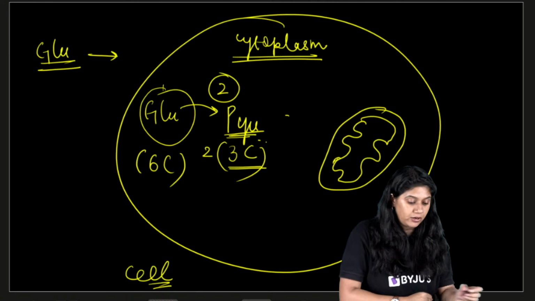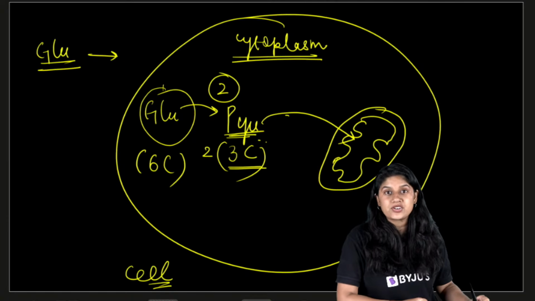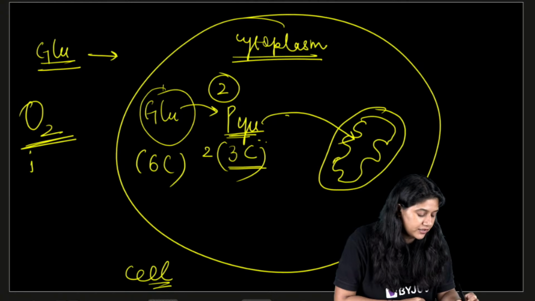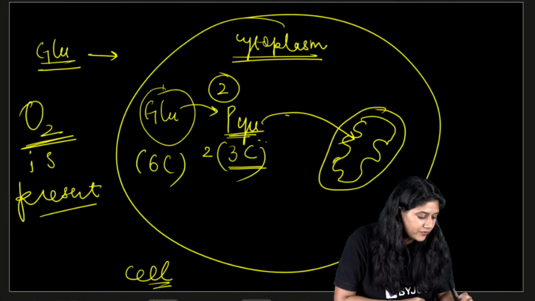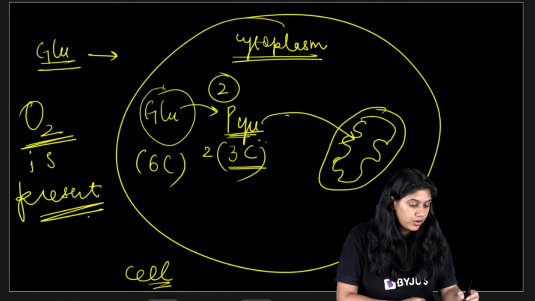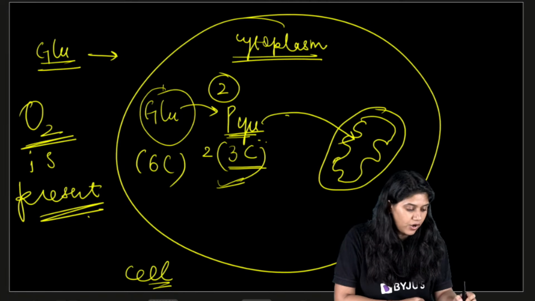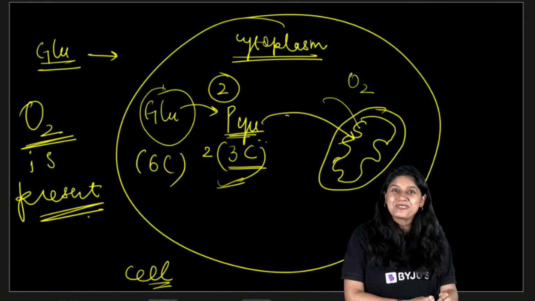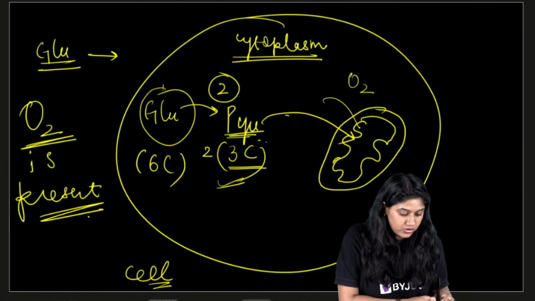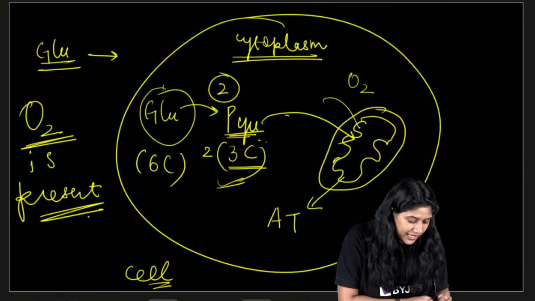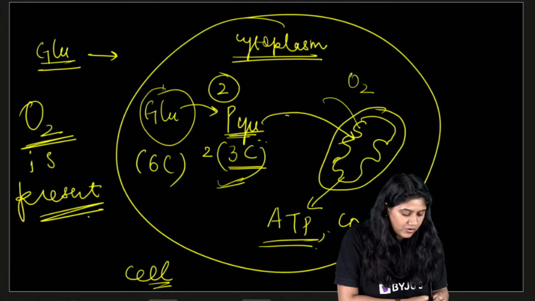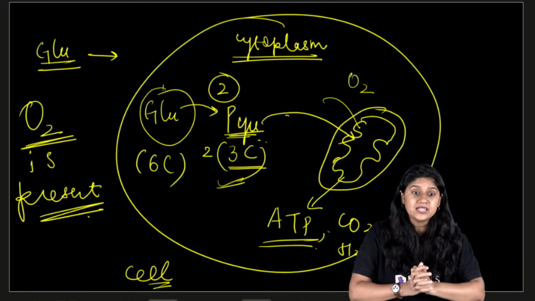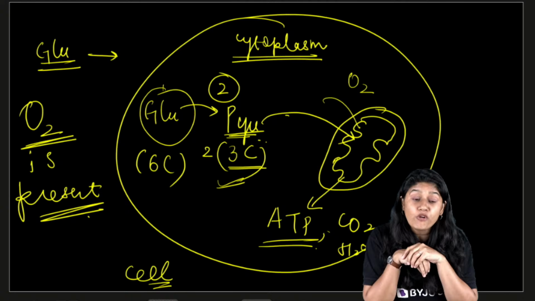Now this pyruvate will be entering into the mitochondria. This is very, very important, everyone: all of this is happening if oxygen is present. So now, when the pyruvate is entering into the mitochondria, oxygen will also come in, very important for the energy production. The pyruvate and the oxygen will enter into the mitochondria, and here there is a production of ATP. There's a release of carbon dioxide and water also. So everyone, ATP is the powerhouse of the cell.